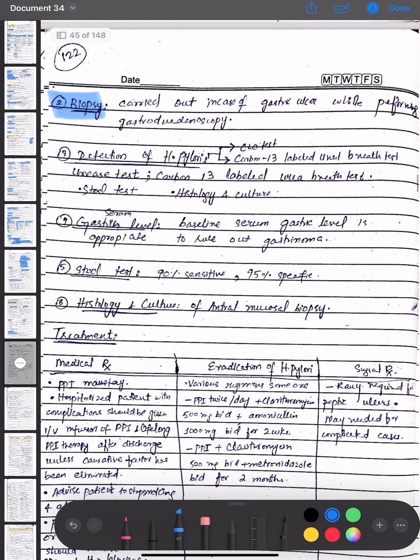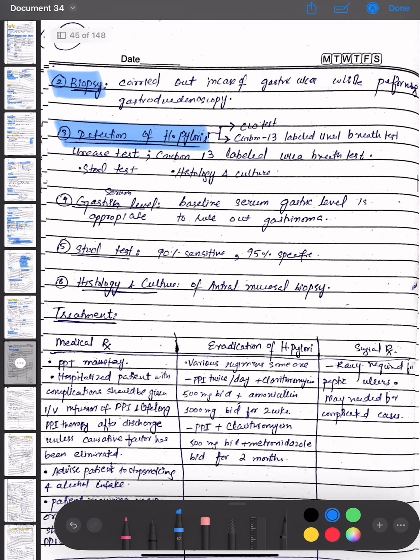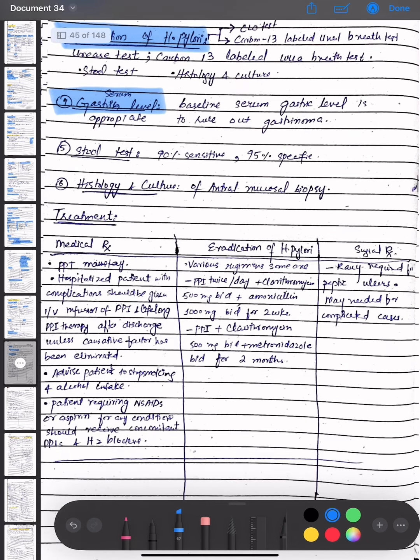The third one is detection of H. pylori, which is CLO test, urease test, carbon-13 labeled urea breath test, and stool test, histology, and culture. The fourth one is serum gastrin level, which is baseline serum gastrin level, appropriate to rule out gastrinoma. The fifth one is stool test, which is 90% sensitive and 95% specific. The last one is histology and culture of antral mucosal biopsy.